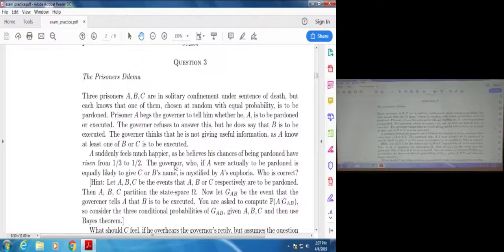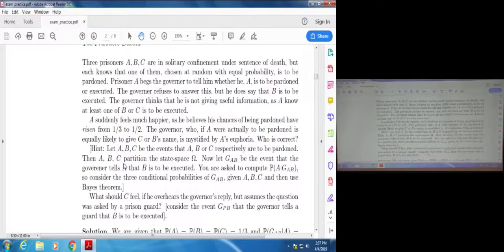The governor, who, if A were actually to be pardoned, is equally likely to give C or B's name, is mystified by A's euphoria, or A's happiness, if you don't know what euphoria means. So basically, who's correct? Okay, and so there's a hint. Okay, so we'll forget about this one, because it's already a long question. So basically, the idea is we let A, B, and C be the events that A, B, or C, respectively, are to be pardoned. A, B, and C then partition the sample space.